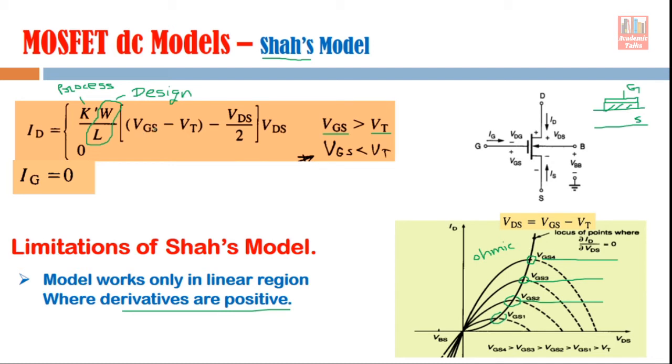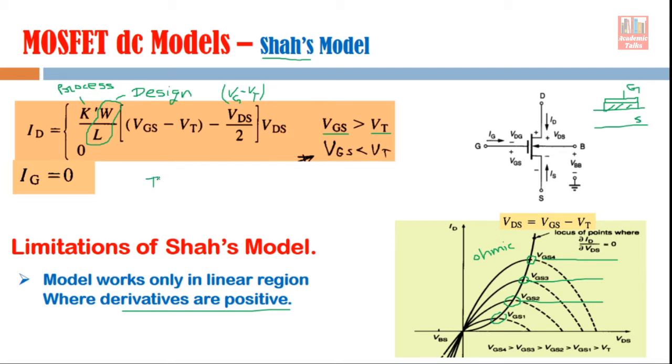What will you get here? VGS minus VT by half. And here also there is VGS minus VT. So what will you get here? VGS minus VT square divided by 2. That way you get the current at this portion. You can simplify it yourself. I am writing here VGS minus VT, and the same thing, VGS minus VT, so you get VGS minus VT by half, and here also it's VGS minus VT.